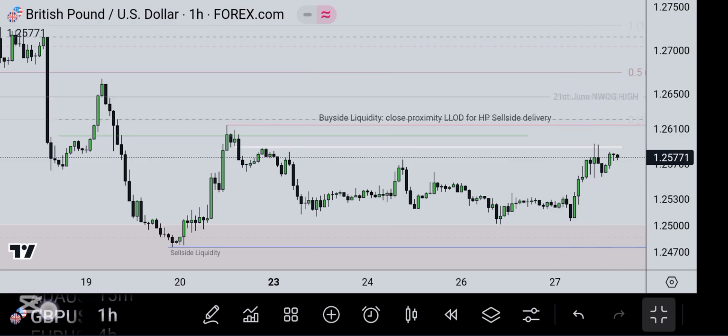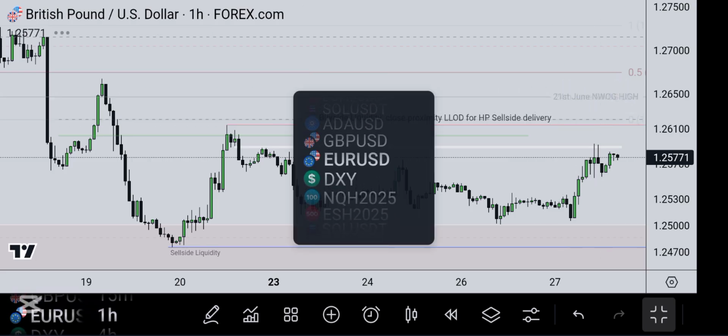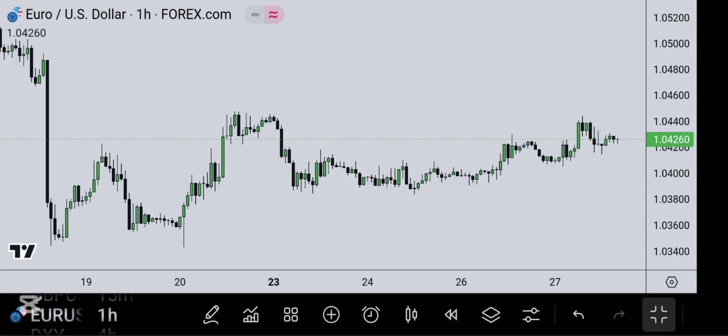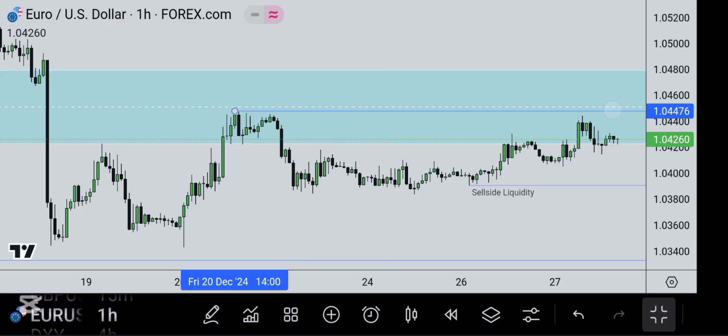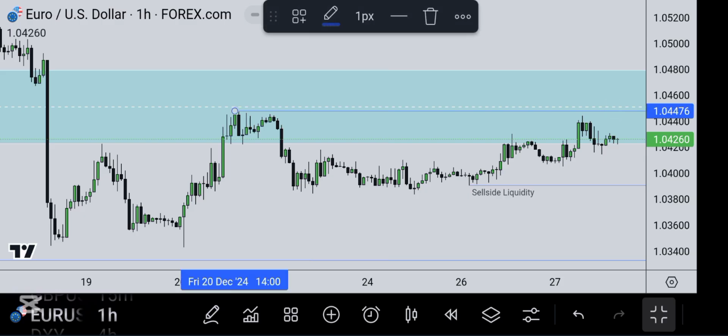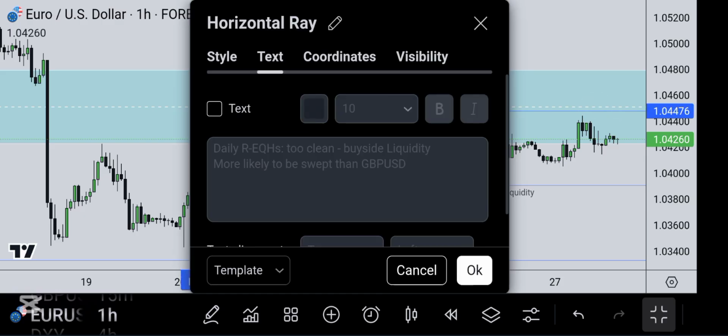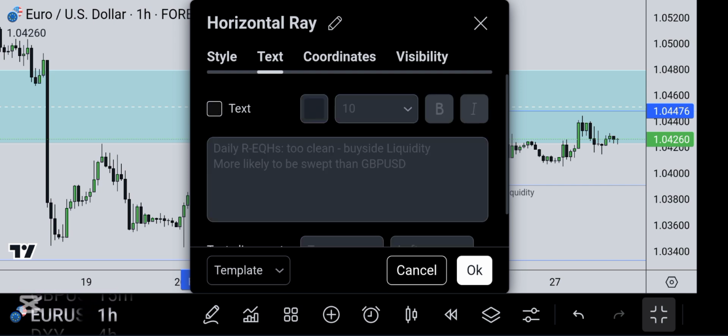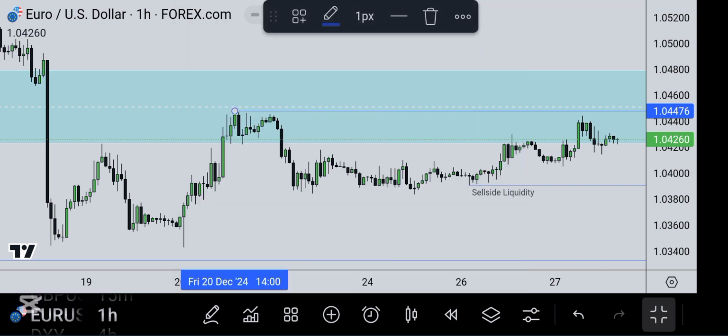Now back to the Euro dollar. I said I'm going to tell you the high which is going to be the most probable to be taken out between the British pound and the Euro dollar, and why one should be the one to do it first. So my eye already goes straight to the high. It's about here, right? This high is 1.04476. Look at it. Too clean buy side liquidity, more likely to be swept than the British pound. The Euro dollar should really want to take this high out even before the British pound does.